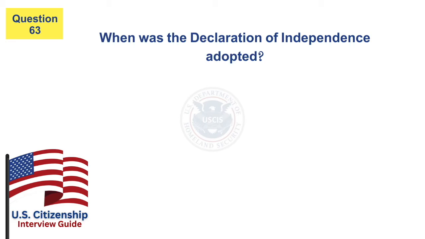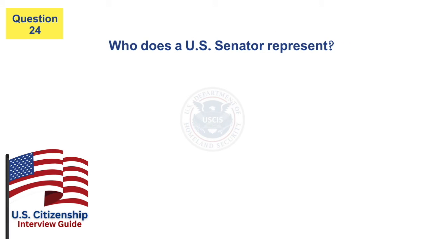When was the Declaration of Independence adopted? July 4, 1776. Who does a U.S. Senator represent? All people of the state.